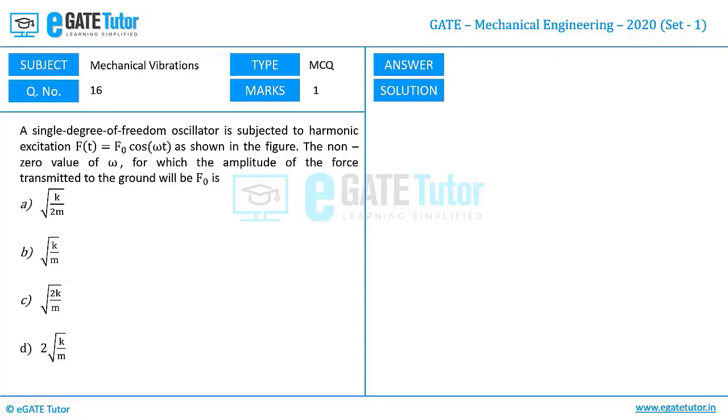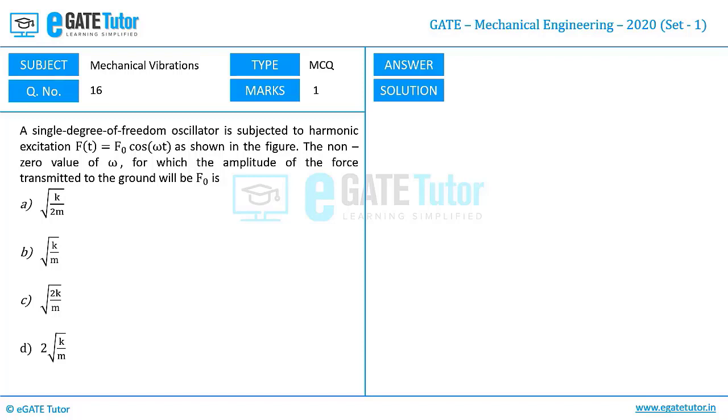A single degree of freedom oscillator is subjected to harmonic excitation f of t is equal to F naught cos omega t, as shown in the figure. The non-zero value of omega for which the amplitude of force transmitted to the ground will be F naught is.